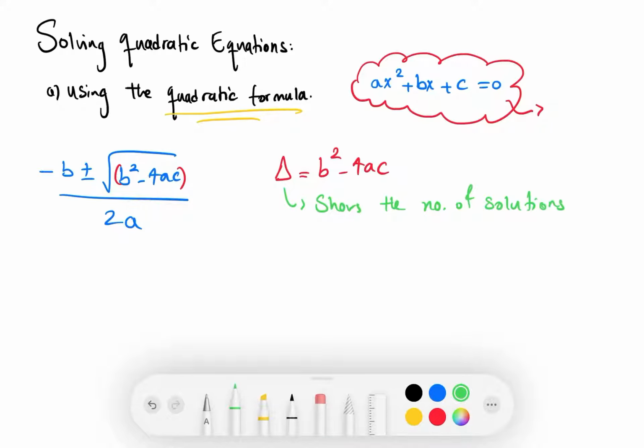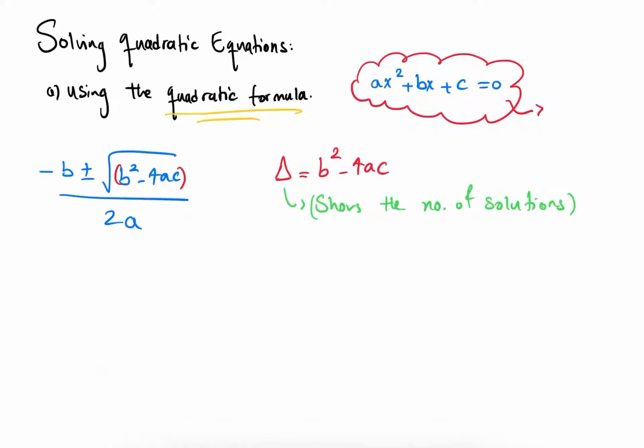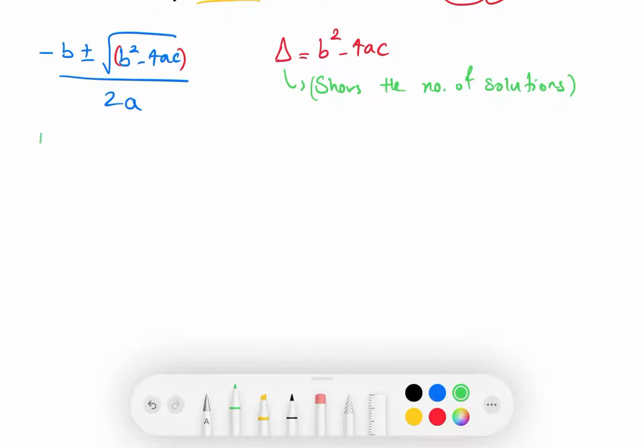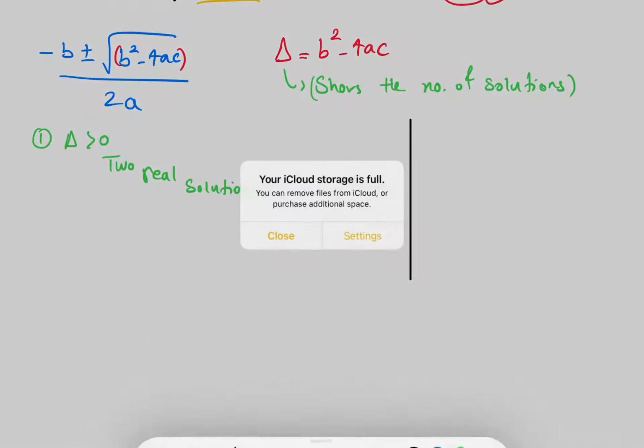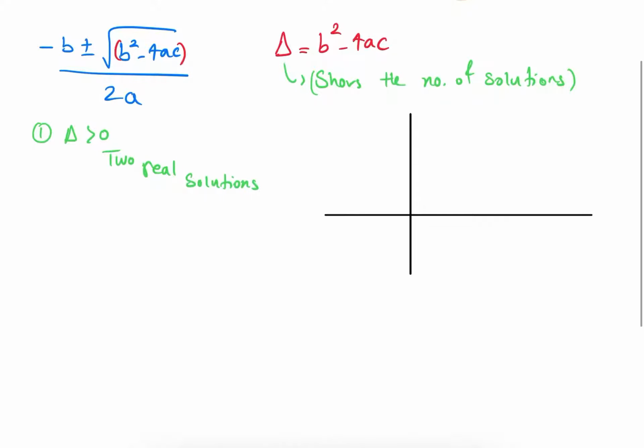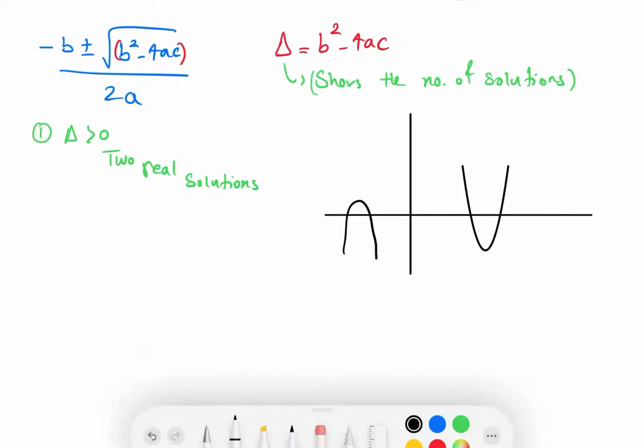equation has. Now, there's a bunch of information that is very useful when you're talking about delta. So essentially, the first piece of information is that if delta is positive, then you have two real solutions. And in that case, when you go ahead and graph your quadratic equation, you will have a graph that hits the x-axis at exactly 2 points, which means that you obviously have two solutions.